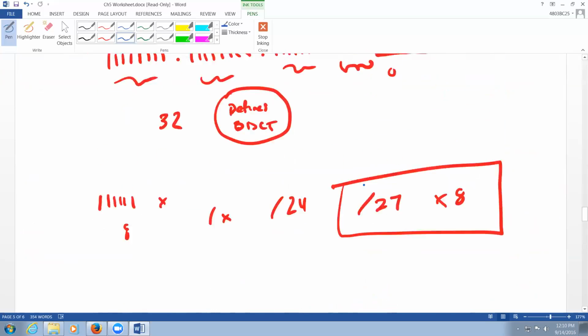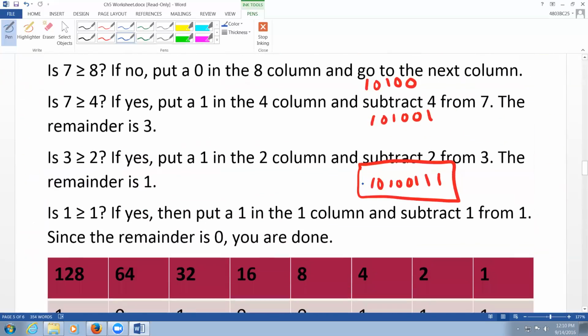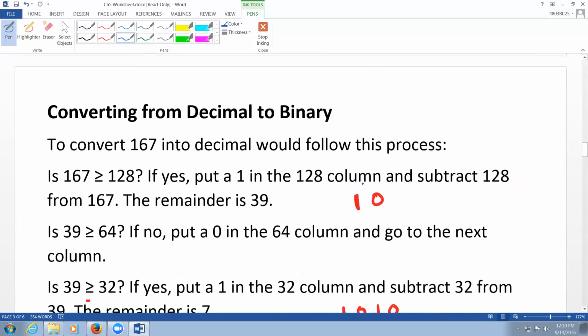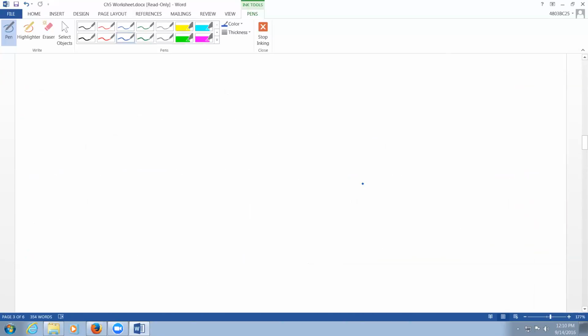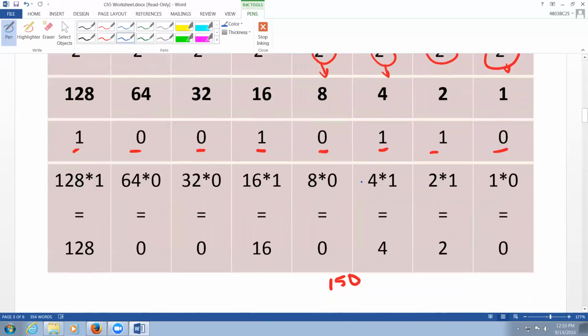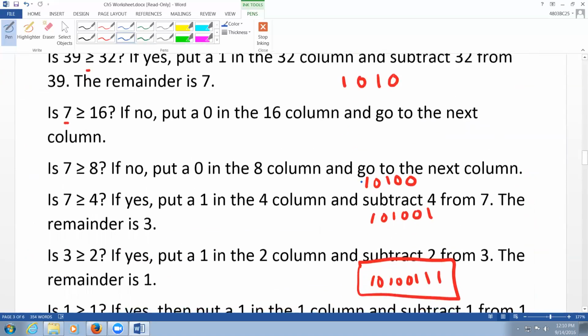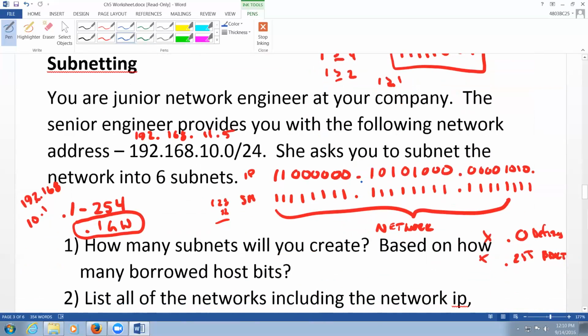All right, so let's do another one. I want you guys to work with each other on this one, and let's change the problem around a little bit. Let's say that you have a 192. I won't even go into class B. Remember, this is just a class C network.